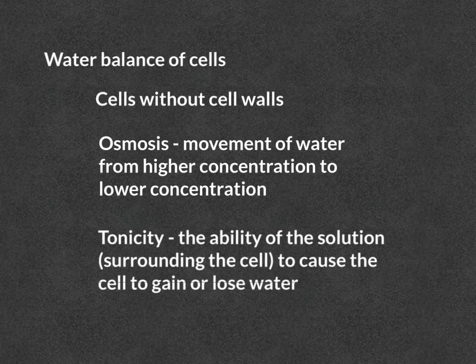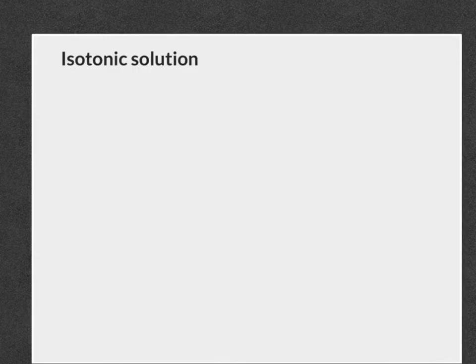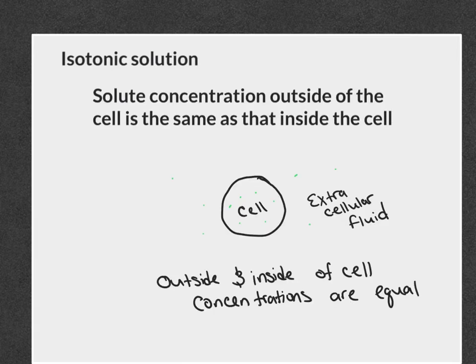The first type of tonicity that I'll describe is an isotonic solution. In an isotonic solution, the solute concentration that is outside of the cell is the same as that inside of the cell. Therefore, in this type of solution, there will be no net water movement across the plasma membrane. Now, understand that there is always water movement in and out of the cell. However, in this case, since the outside and the inside of the cell concentrations are equal, there is not going to be a big movement of water in either direction, and so therefore there is no net water movement.